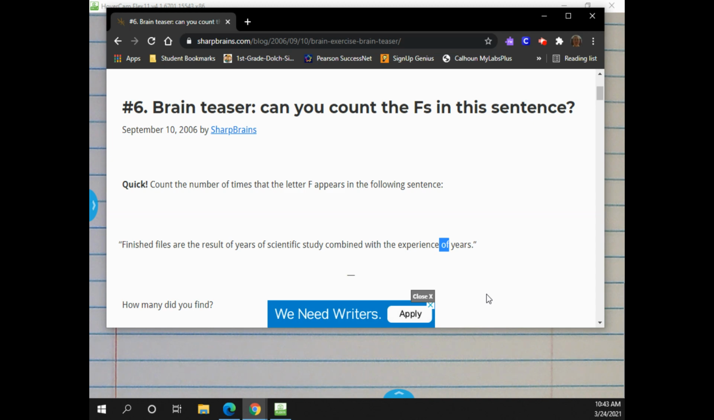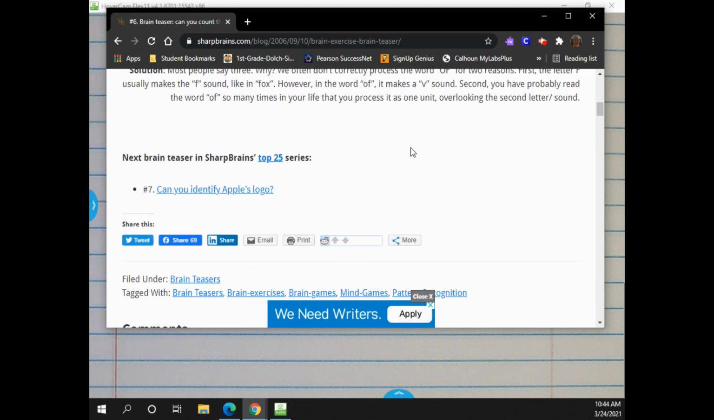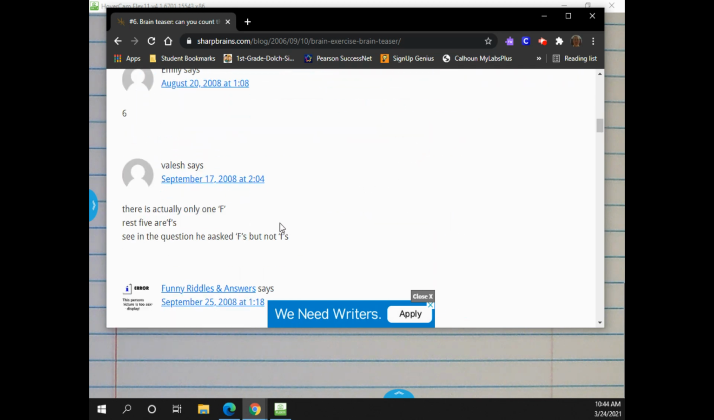Okay, so if you said 6, you got it. If you said 5, you missed 1. Some people said 3, some people said 4. So it's one of those things that seems really easy, but at the same time, we can come up with a bunch of different answers on this thing. I was going back and reading this one. Somebody got kind of smart at it. They were like, well, there's only one F. All the rest of them are lowercase Fs.